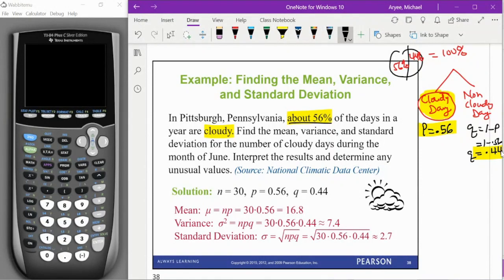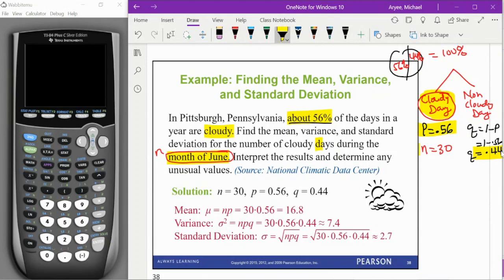Now we need the n. They said that the person was examining the days during the month of June. Now the month of June has how many days? So this is your n, the month of June. So your n is 30 days in the month of June.